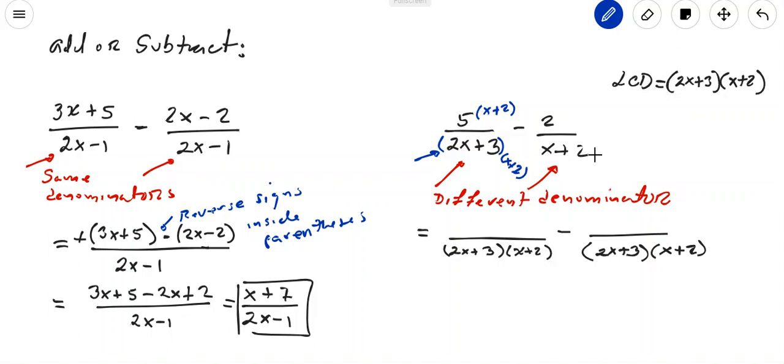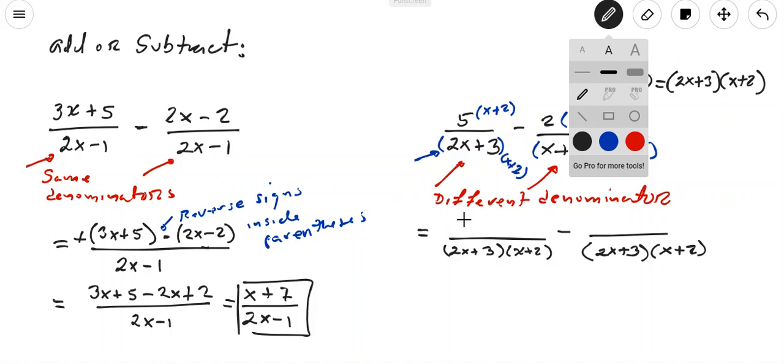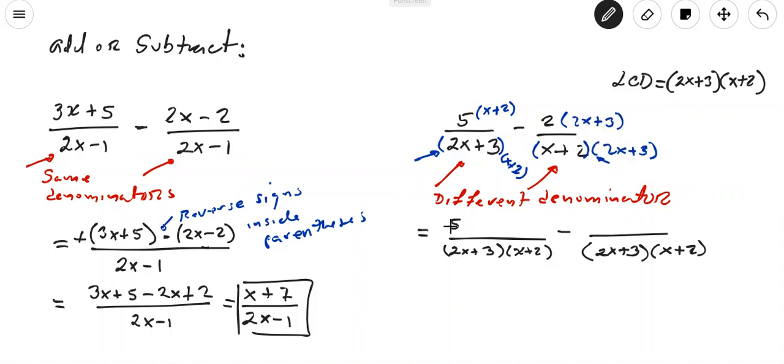Now, when I look at the second denominator here, I ask, what is the factor that I am missing to complete my least common denominator? I have the factor x plus 2, so I am missing the factor 2x plus 3. And if you multiply the denominator by 2x plus 3, you have to multiply also the numerator by 2x plus 3. So now we're ready. We have our new numerators: 5 times x plus 2, and the other one is 2 times 2x plus 3.